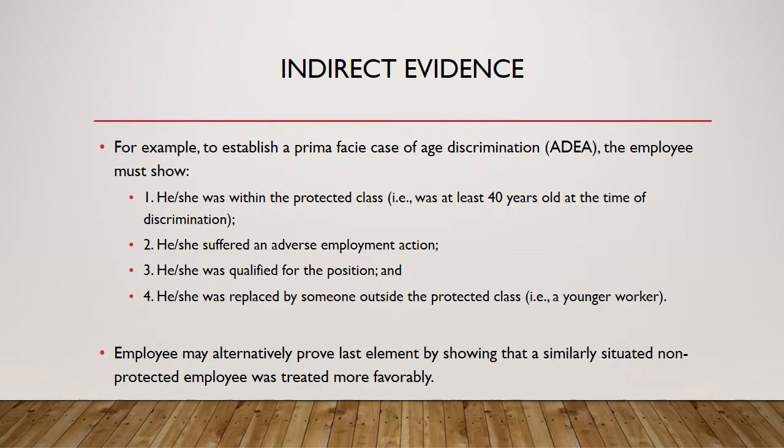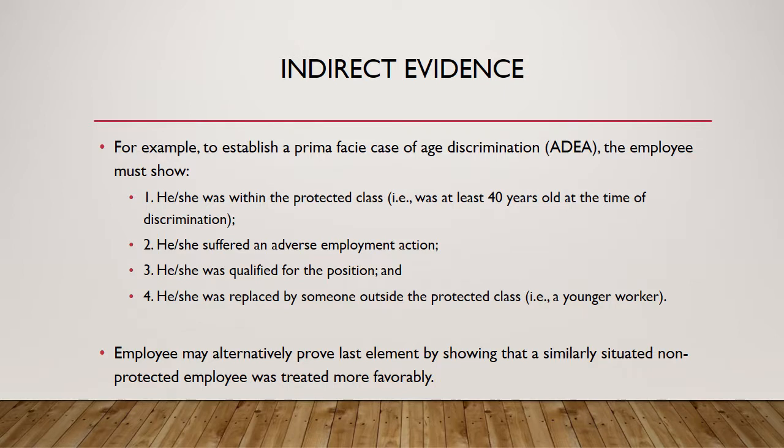the plaintiff was replaced by someone outside the protected class. Here you'd have to show that you were replaced by a younger worker. If it was a sex discrimination claim, you would have to show that you were replaced by a male. If it's a sex discrimination claim and they hire a female, you're not going to be able to establish a prima facie case. But courts have said that you can alternatively prove that element by showing that there was a similarly situated, non-protected employee who was treated more favorably.